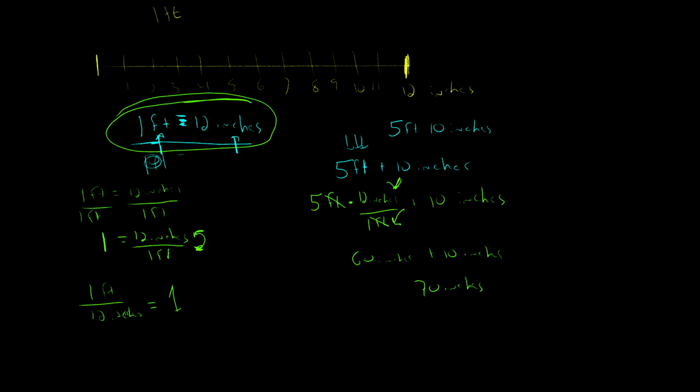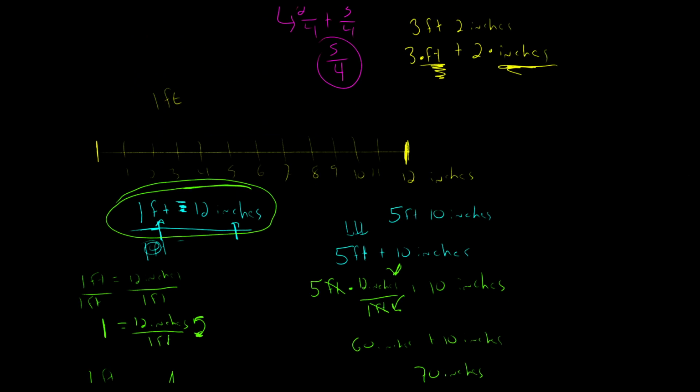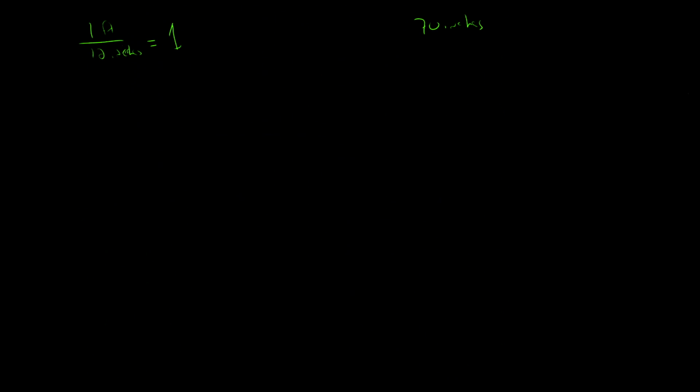Now, in the English system, we have a couple of common conversions: 12 inches equals 1 foot, 3 feet equals 1 yard, and 5,280 feet is 1 mile. Those are common in the English system.